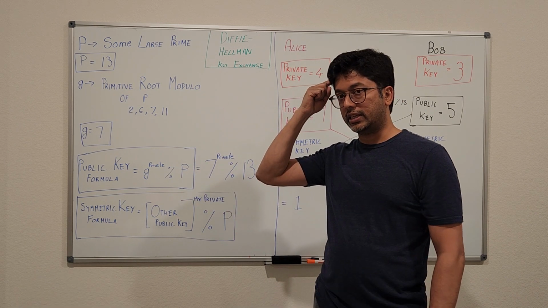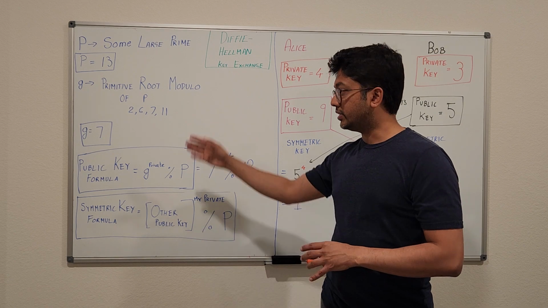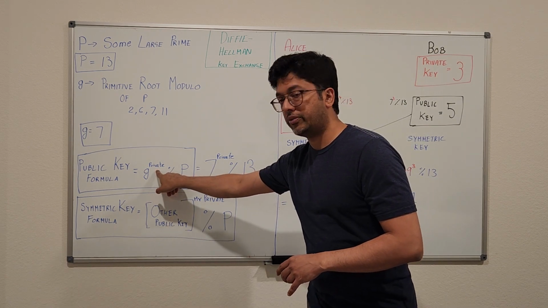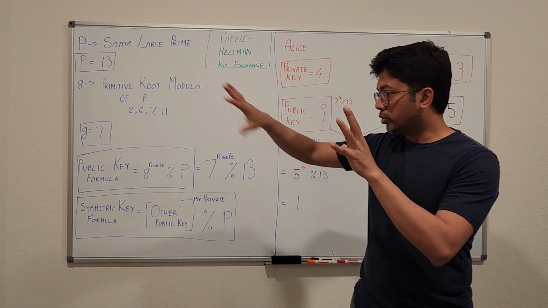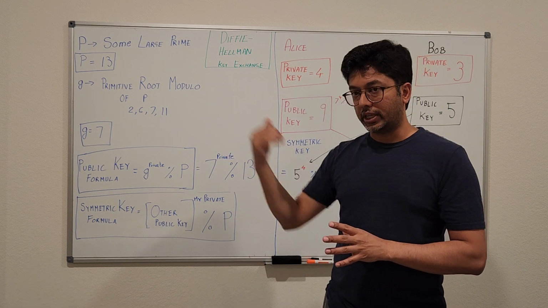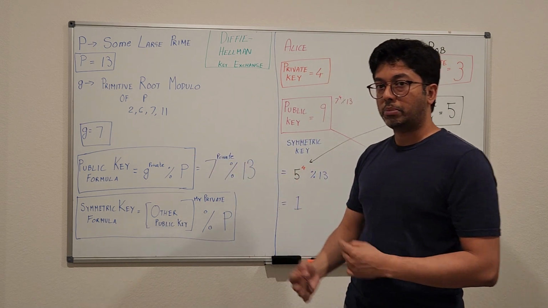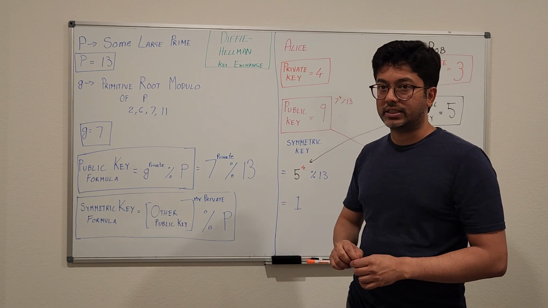He'll keep his secret in his head, which is his private key, and use these formulas to generate a public key to tell you. So you both exchange public keys, which the spy is listening to.